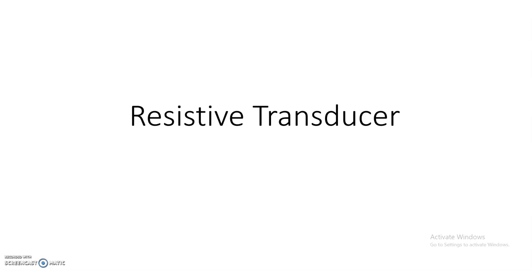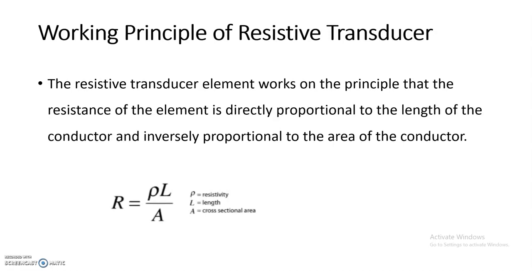There are different classifications of sensors and transducers. There are active transducers, passive transducers, then primary transducers and secondary transducers. Based on the method used for the transduction, the transducers can be inductive transducers, resistive transducers, and capacitive transducers. In this video, I am going to teach you what resistive transducers are.